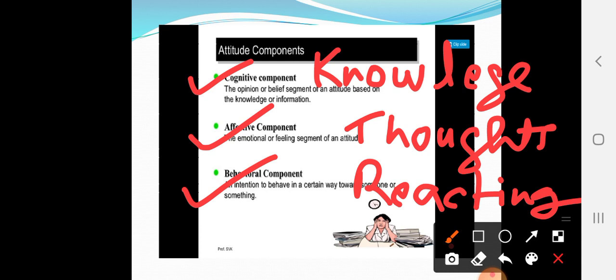So behavioral is, suppose I have a thorough knowledge of computers, and I am also excited to use computers. I'm eager to learn new things from computers. And lastly, behavioral comes in as, if I am so interested in using computers, I'll be using it daily. I am used to it, and I am making myself perfect in the field of computers. So those are the three important components of attitude.